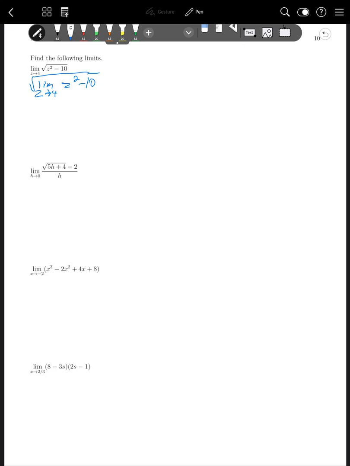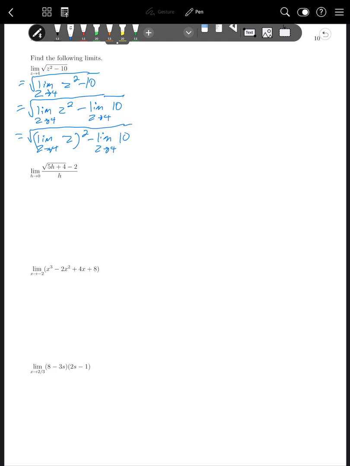Okay, and then I know I have the difference rule, so that says the limit of a difference is the difference of the limits. So this would be the square root of the limit as z approaches 4 of z squared minus the limit as z approaches 4 of 10. And then I know that I have the power rule, so the limit as z approaches 4 of z squared is the limit as z approaches 4 of z, squared, minus the limit as z approaches 4 of 10.